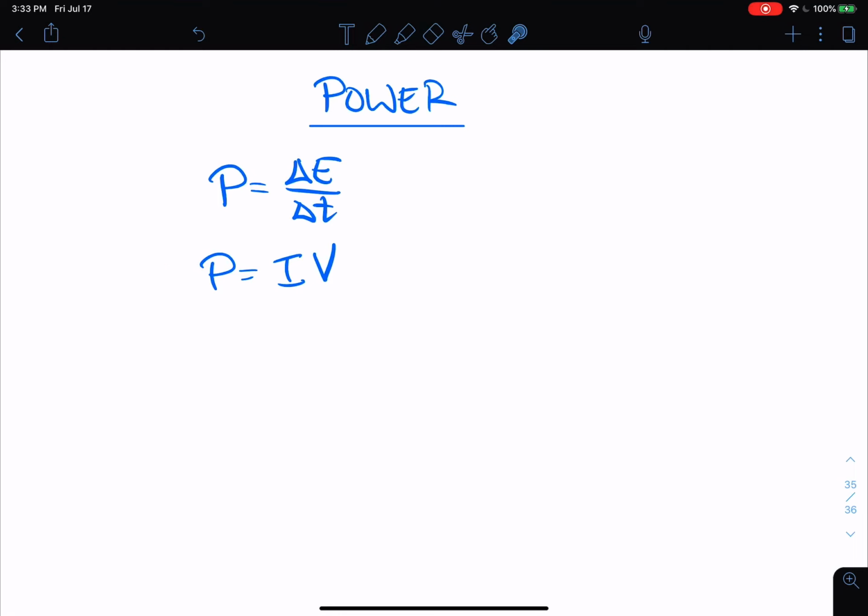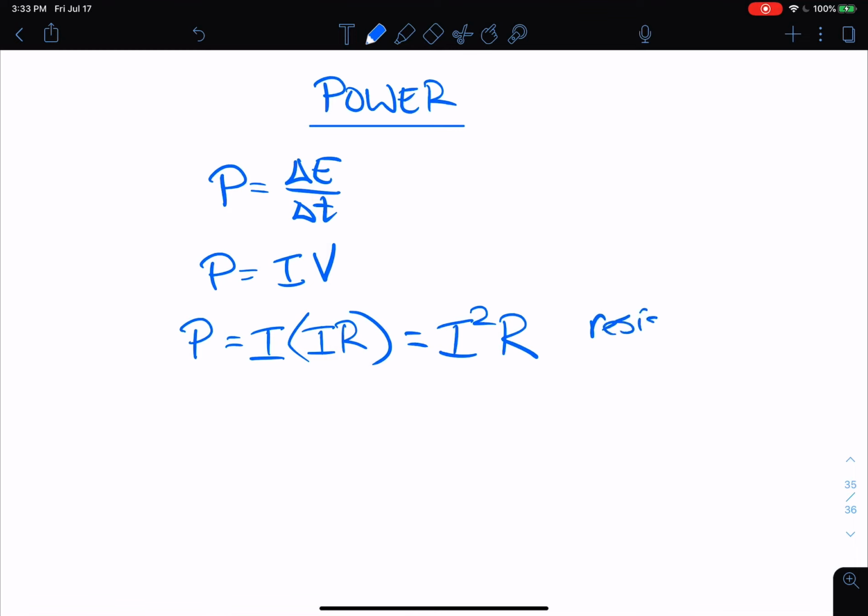Now we can take it one step further. Let's talk specifically about resistors. Well, resistors obey Ohm's law. And so if we use Ohm's law, we know that V equals IR. And so what we get is that in that case, P equals I squared R. So for resistors, we have a very specific formula. This is resistors only.